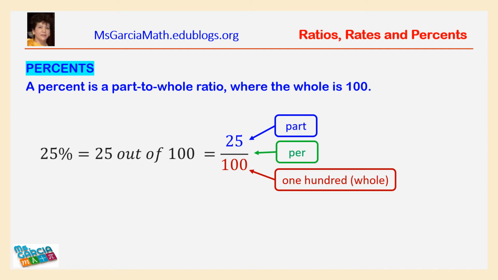A percent is a part-to-whole ratio, where the whole is 100. So, you can write a percent as a fraction with a denominator of 100. 25% equals 25 out of 100 equals 25 divided by 100.